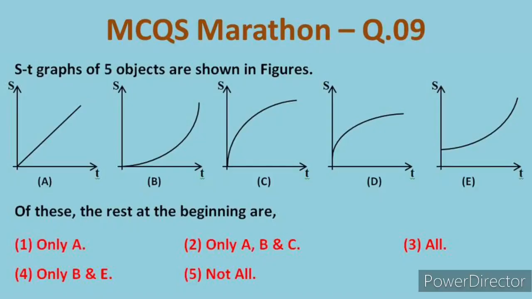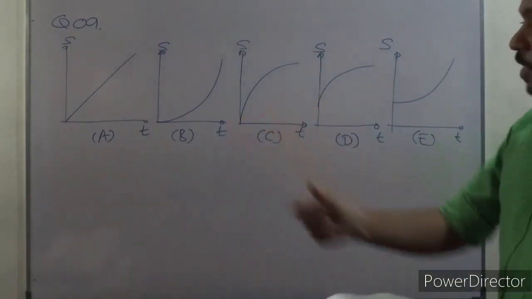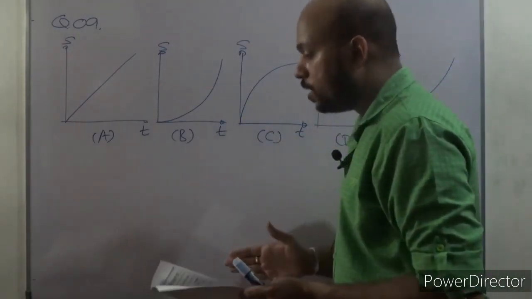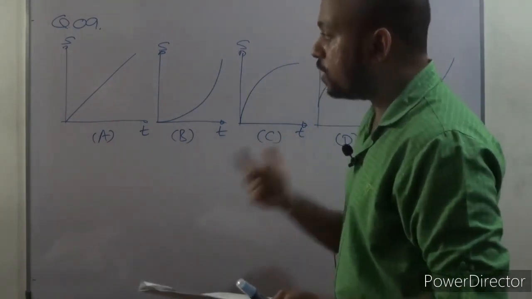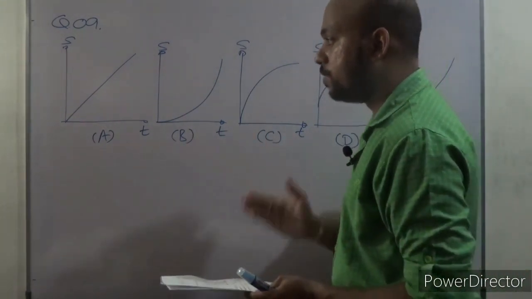Right, question number 9. ST graphs of 5 objects are shown in figures. Of these, the ones at rest at the beginning are? So it means which object or objects started at rest. If we consider A, rest means the velocity is 0, initial velocity is 0. The velocity is represented by the gradient of the displacement time graph.